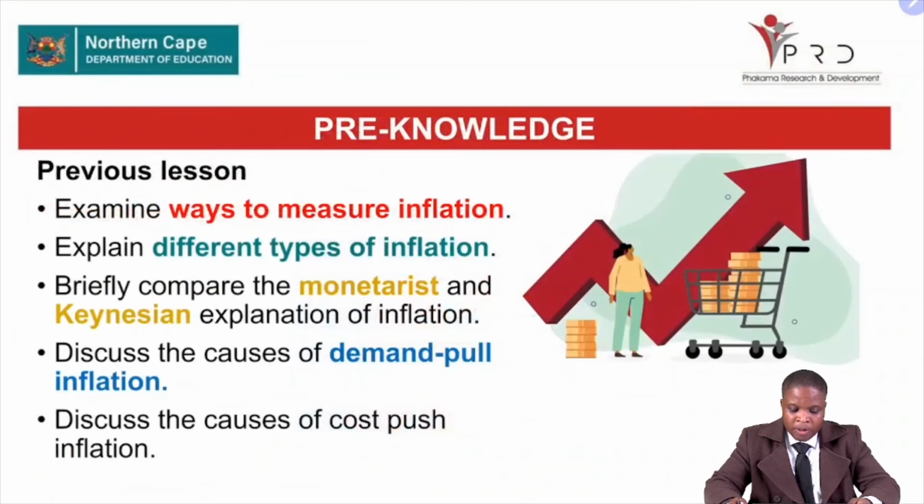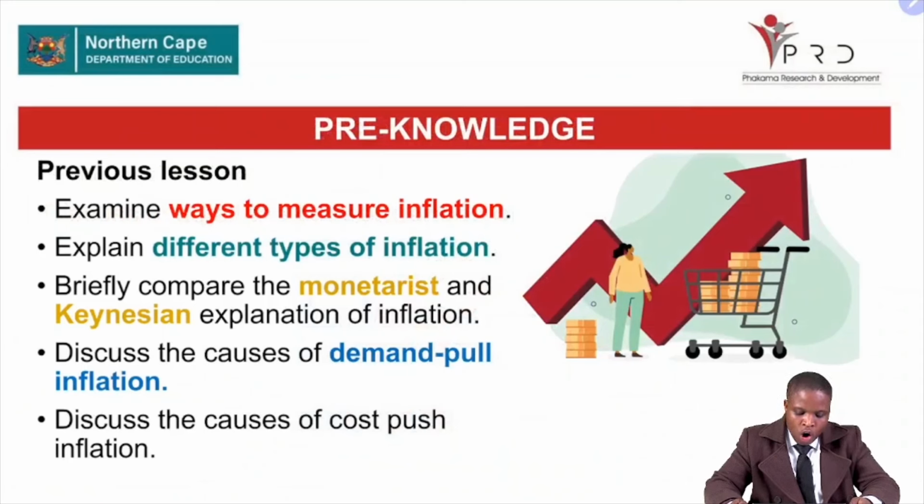Your pre-knowledge from the previous lesson: we have examined ways to measure inflation. As a reminder, we looked at indexes, CPI, PPI, weighting, and the inflation rate. We looked at explaining different types of inflation, where we explained consumer inflation. We had your core inflation, your CPI, CPI axis, and then you also looked at stagflation, hyperinflation, just to mention a few. Those were types of inflation.